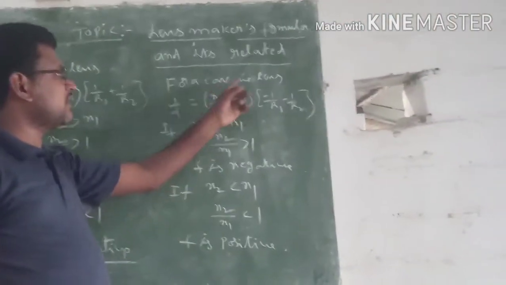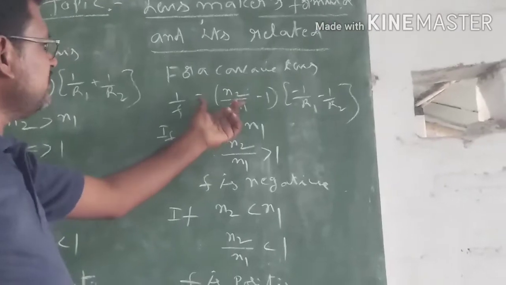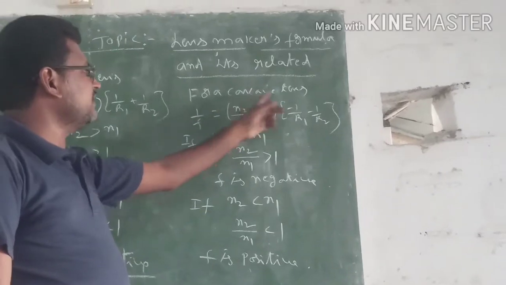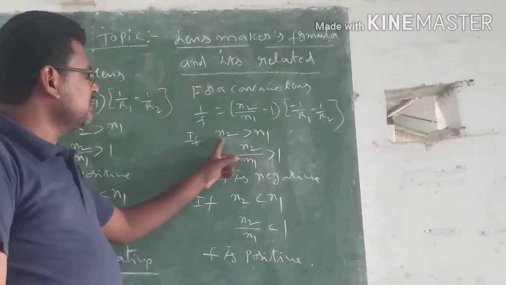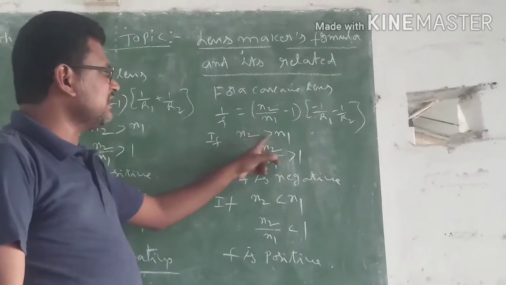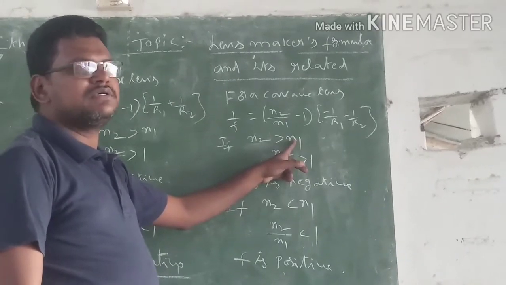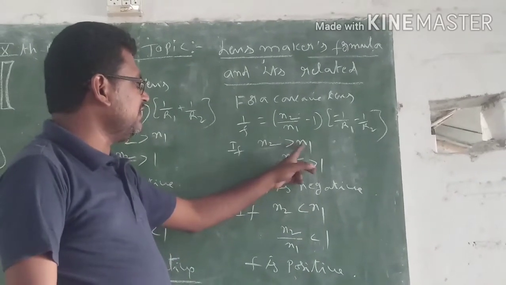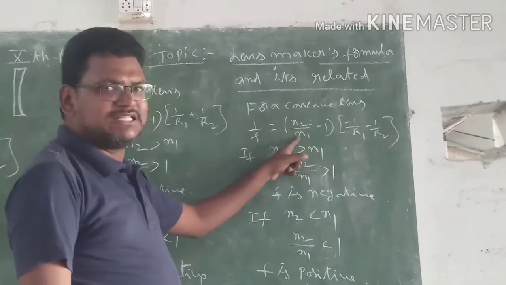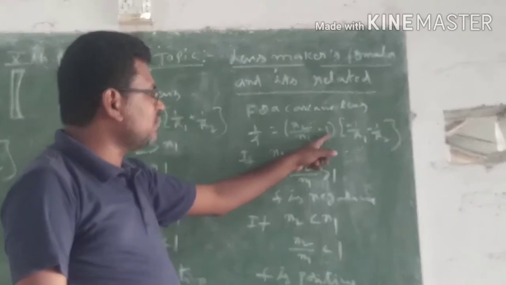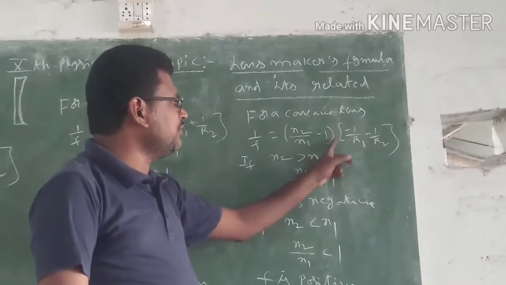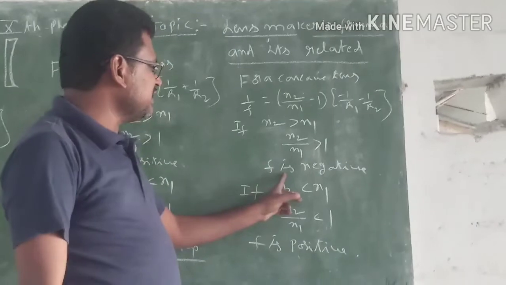Now see here, in the case of a concave lens. This is how the lens maker's formula changes for a concave lens. Suppose n2 is greater than n1, that is, the refractive index of the lens is greater than the refractive index of the medium in which the lens is kept. If n2 by n1 is greater than 1, then minus 1 gives a positive value, and positive into negative is a negative. That means f is a negative.